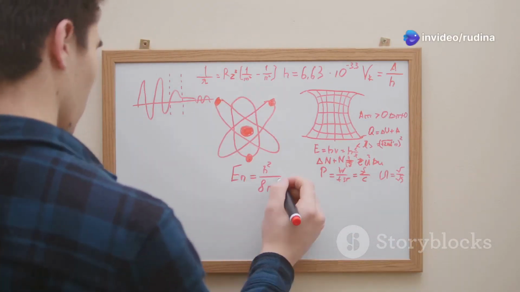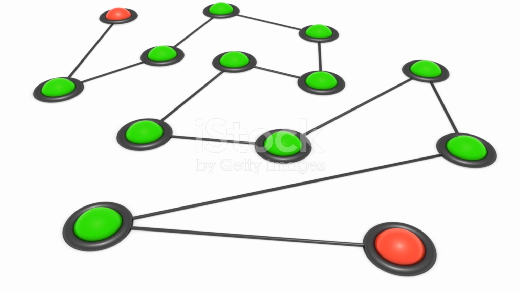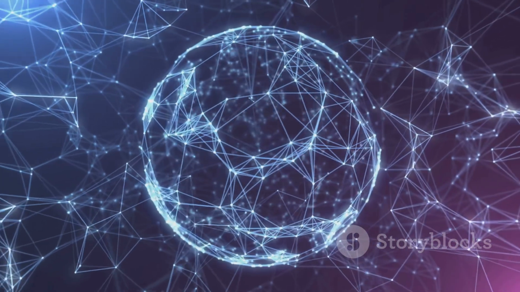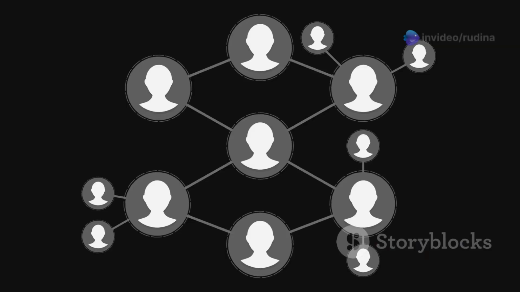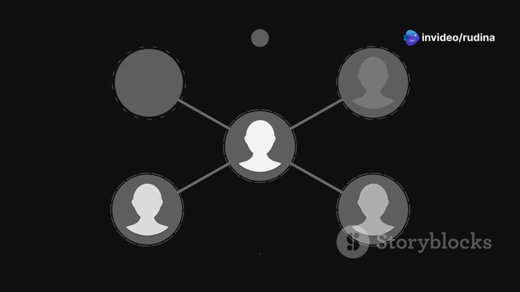Graphs are powerful tools in computer science and mathematics. They allow us to represent relationships between objects. These objects are called nodes or vertices. The connections between them are called edges. Think of a social network like Facebook. Each person is a node and their friendships are the edges.